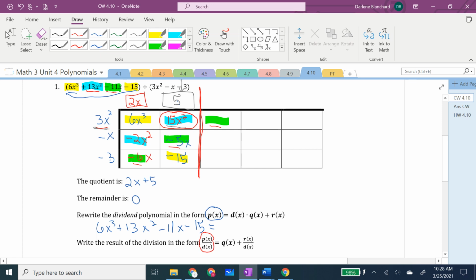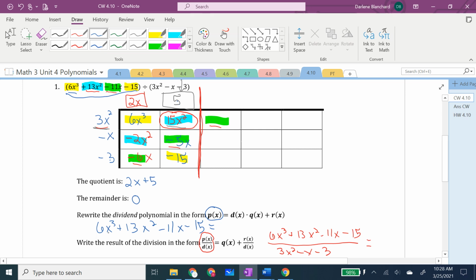This is looking at what is the answer to the division. So that means the polynomial we began with, 6x cubed plus 13x squared minus 11x minus 15, divided by that 3x squared minus x minus 3. What is that equal to?